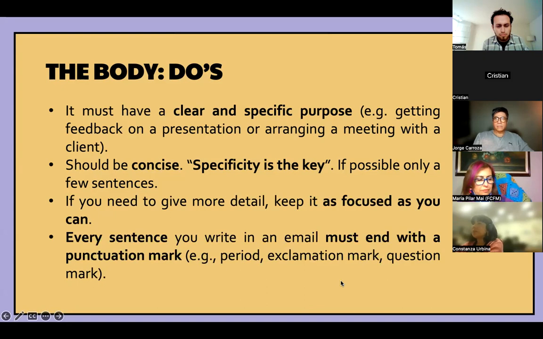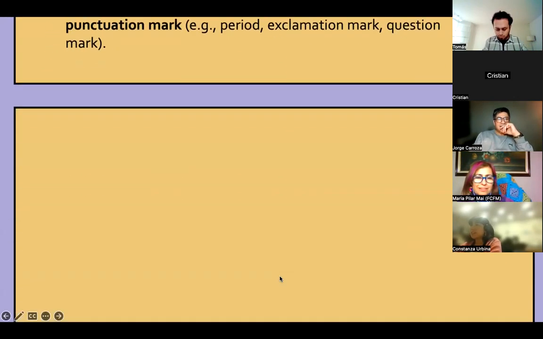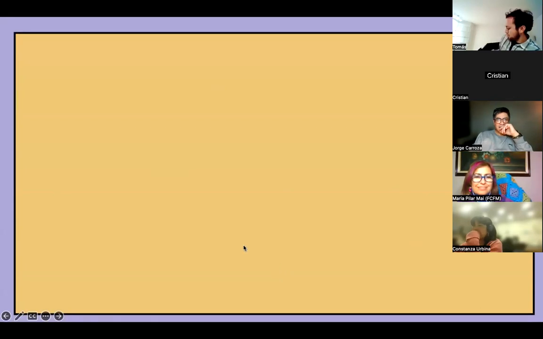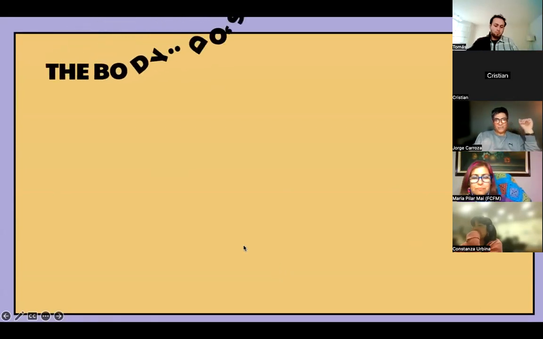Constanza. Every sentence you write in an email must end with a punctuation mark, e.g., period, exclamation mark, question mark. Very good. Okay, so we shouldn't leave sentences with no ending, with no punctuation mark.